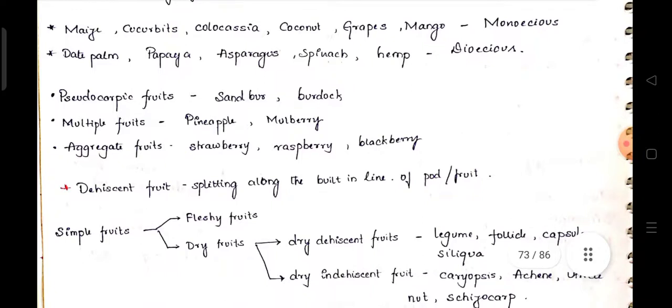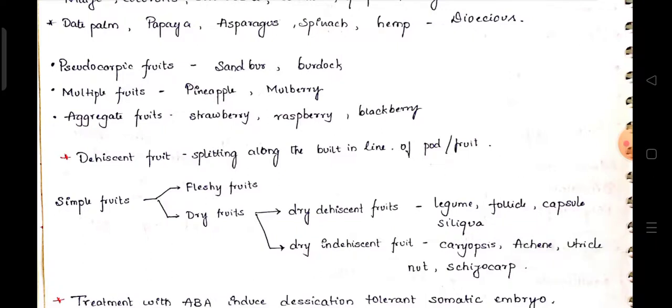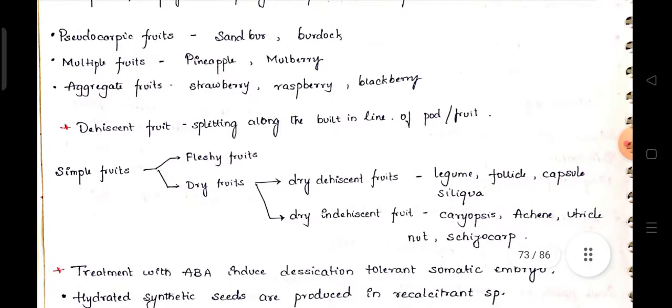Now, some of the examples for pseudocarpic fruits: sandbur and burdock. Multiple fruits: pineapple and mulberry. Aggregate fruit: strawberry, raspberry, blackberry. Dehiscent fruits are splitting along the built line of pod or fruit.